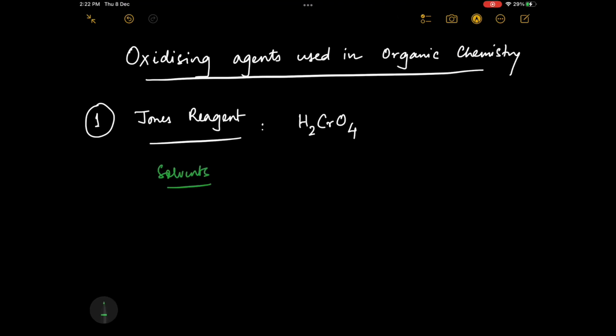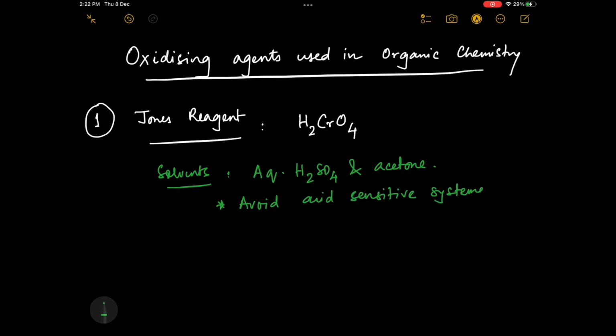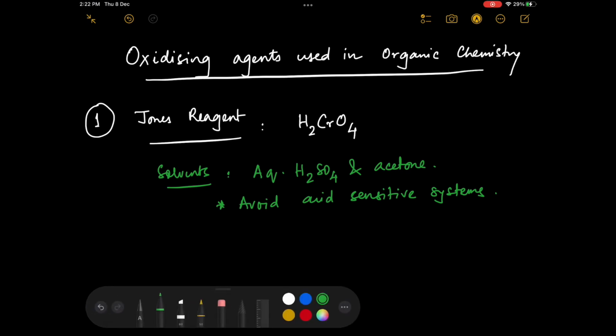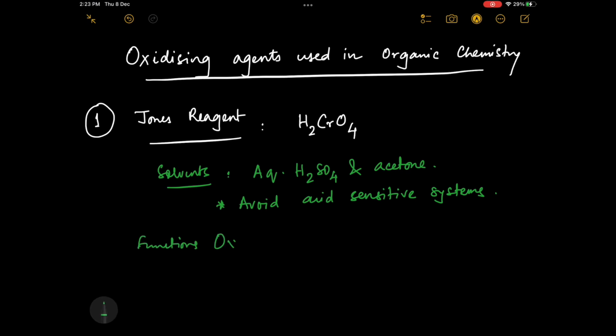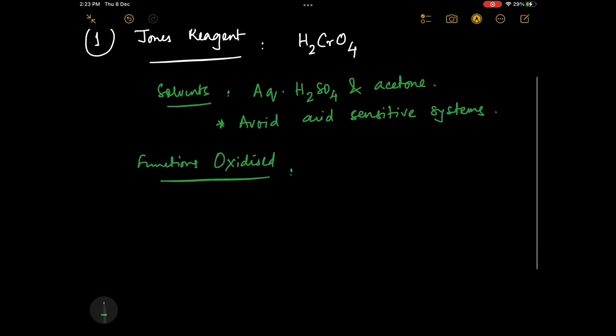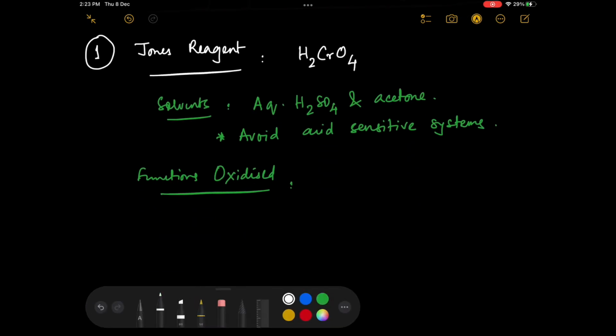This is the chromic acid H2CrO4 which is actually used as a Jones reagent. Solvents are generally aqueous H2SO4 and acetone, and acid sensitive systems should be avoided because this is acidic. Okay, so let us see which functional groups are actually oxidized using this Jones reagent.